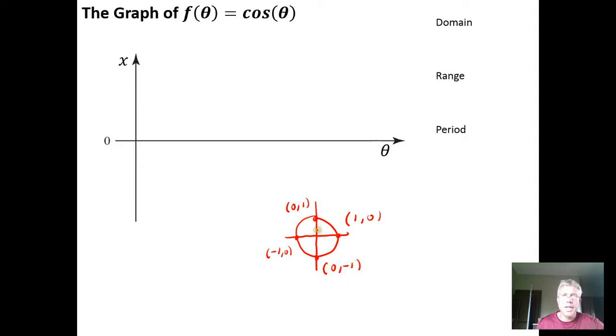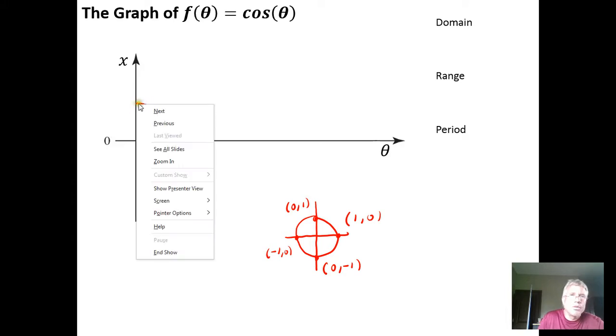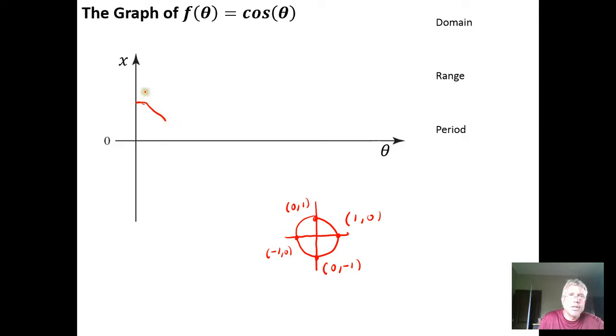So as we rotate at 0 degrees, we're always starting at 1. When we get to 90 degrees, we'll be at 0, right? So we always start with the x-coordinate being 1, and then the x-coordinate, holy schmack. We always start with the x-coordinate being 1, so we want to remember we're plotting the x-coordinate on the vertical axis and the angle on the horizontal or input axis.